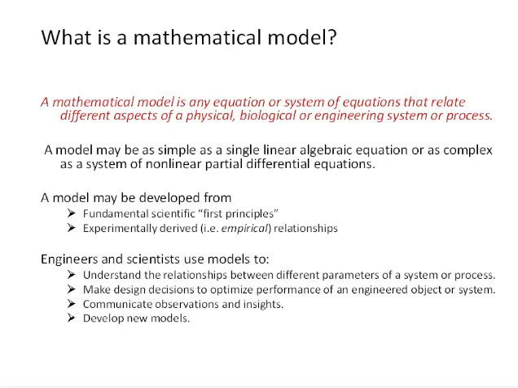So what do we mean when we use the term mathematical model? A mathematical model is any equation or system of equations that relate different aspects of a physical, biological, or engineering system or process. A model may be as simple as a single linear algebraic equation or as complex as a system of nonlinear partial differential equations, and anything in between. A model may be developed from fundamental scientific first principles, or that model might be experimentally derived using empirical relationships. Or it might be somewhere in between, or some combination of these two approaches.